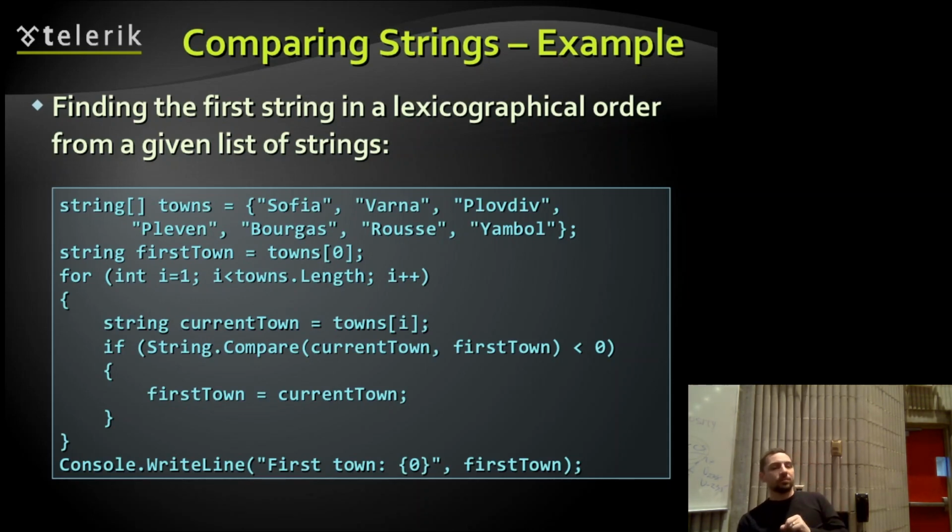The reason this works is we start with a result. The result is the first town. That's the town we want to find. And we just make an assumption that it's the first thing in the list. We assume that Sofia is the earliest value. It's not, but we assume that it is. And then what we do is we go through each element, starting with actually the first element, item 1, not item 0. And we say, okay, the current town is Varna. And then we say, okay, string compare Varna to Sofia. What is the result of comparing Varna to Sofia?